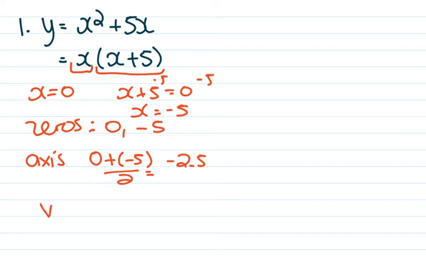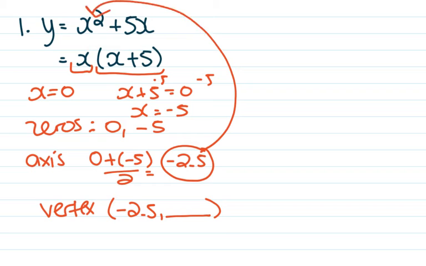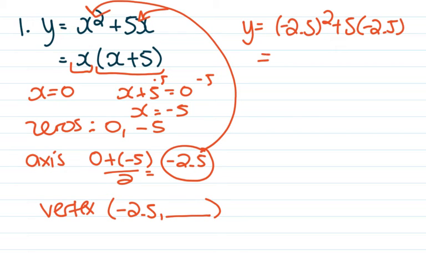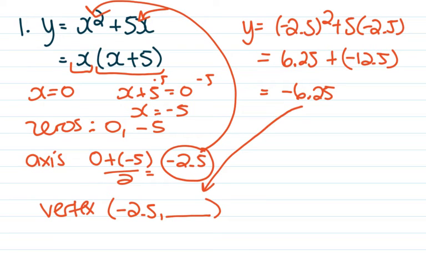In order to find the rest of the vertex, so the vertex starts negative 2.5 comma something, in order to find that blank, I'll take the negative 2.5 and plug it back into my original equation in the place of x. So y equals negative 2.5 squared plus 5 times negative 2.5. Negative 2.5 squared is 6.25, and 5 times negative 2.5 is negative 12.5. 6.25 plus negative 12.5 is negative 6.25. So that's the rest of my vertex.